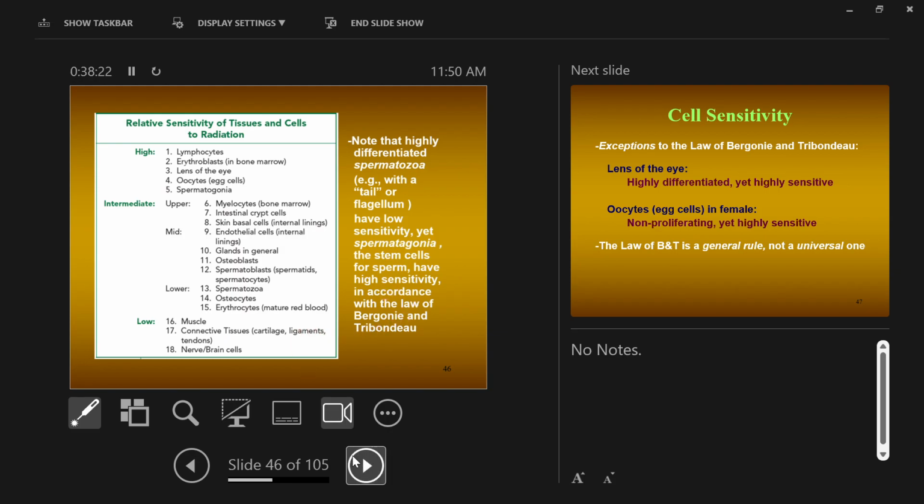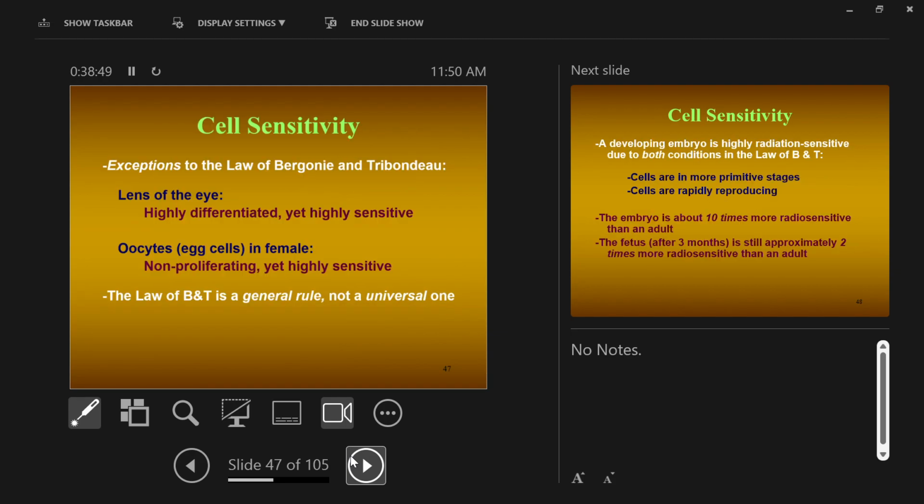Now, when we say the law of Bergonié and Tribondeau, it makes it sound more official and like you can't break it, right? A law is maybe a little too strong of a way to say it. It's more like the common thing that we see. It's a pattern that we observe, but there are some breaks in the pattern. Okay, laws are meant to be broken, right?